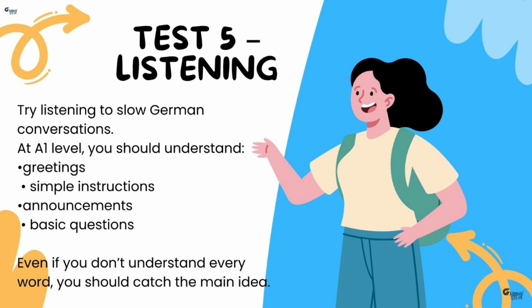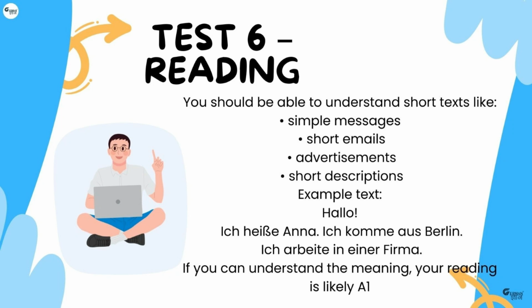Test 5. Listening. Try listening to slow German conversations. At A1 level, you should understand greetings, simple instructions, announcements, and basic questions. Even if you don't understand every word, you should catch the main idea, and that will be enough for the exam as well.